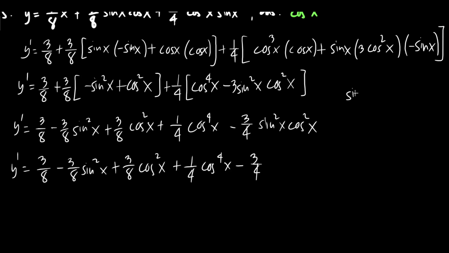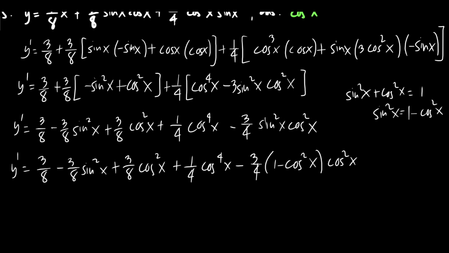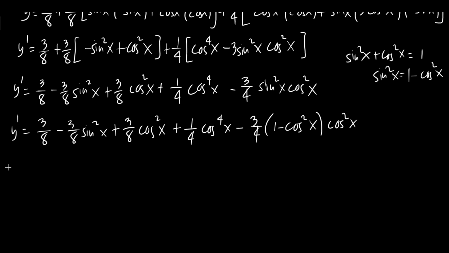We know that sine squared x plus cosine squared x is equal to 1. So sine squared x is equal to 1 minus cosine squared x. We'll now substitute this one: 1 minus cosine squared x, times cosine squared x. We'll now simplify. So y prime is equal to 38, just copy. Sine squared x plus, we'll also substitute sine squared x into this one: 1 minus cosine squared x.